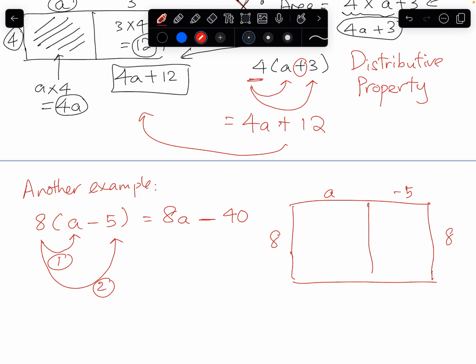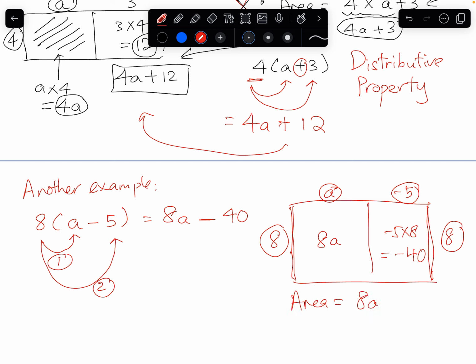And we know that this would be 8 because these two sides have the same dimensions. So if I take A times 8, that gives me 8A, okay? And if I take negative 5 times 8, that's going to give me negative 40. And all you really need to do is just combine these two things. That will give you the area of the rectangle, which is 8A minus 40. Okay, and that will give you the area, which gives you the same answer as this.